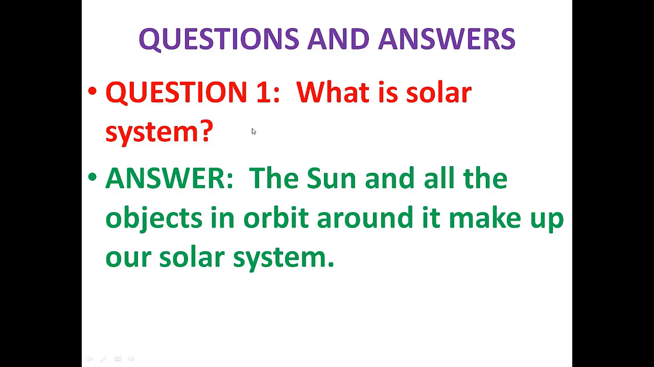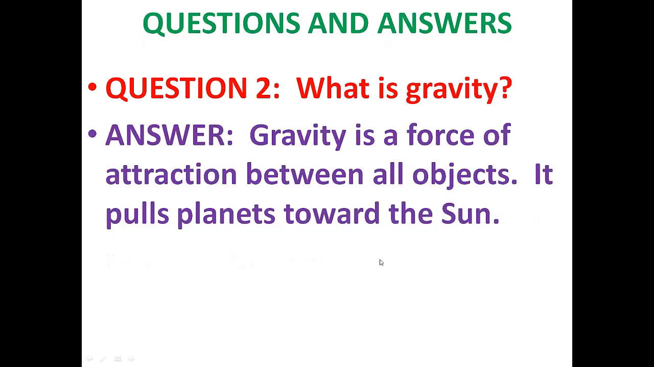Once again, the question number 1 is what is solar system? Answer is the sun and all the objects in orbit around it make up our solar system. This is the answer. Question number 2. What is gravity? Gravity is a force of attraction between all objects. It pulls planets toward the sun.